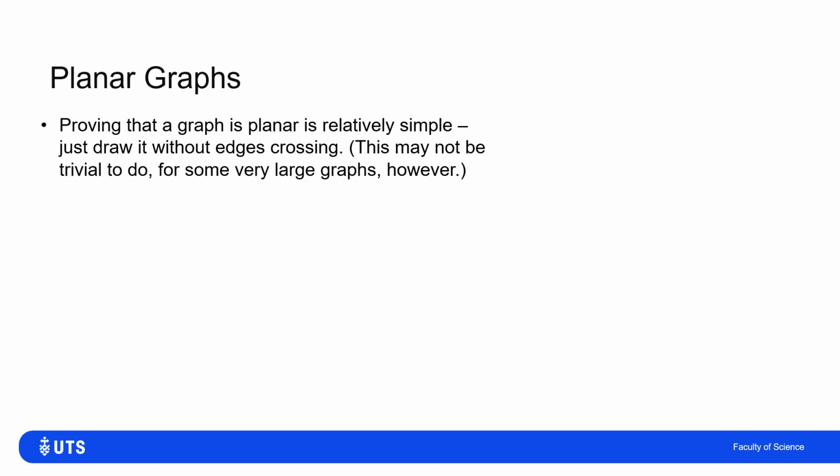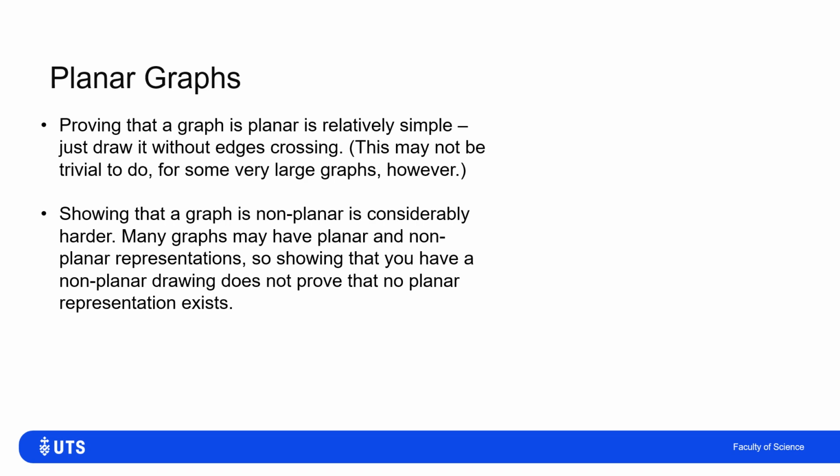Particularly for relatively small, finite graphs, it might be a challenge. You might have a few failed attempts before you get to a correct attempt, but proving a graph is planar, the easiest way to do it is generally to draw it.